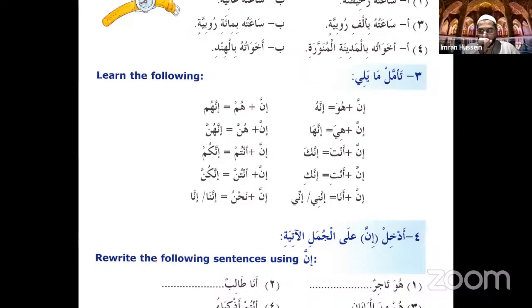Now, the nominal sentence before inna would be like huwa, hiya, anta, anti, ana, hum, hunna, antum, antunna, and nahnu. That would be the sentence before inna is inserted. Once inna is inserted, it becomes these abbreviations. So Sister Kulthum, can you go through these abbreviations now?